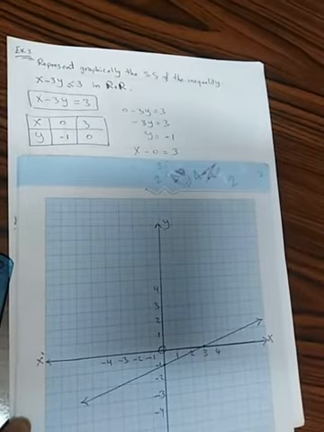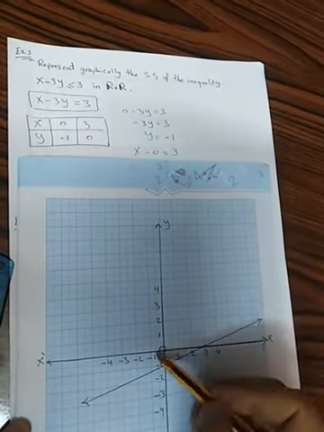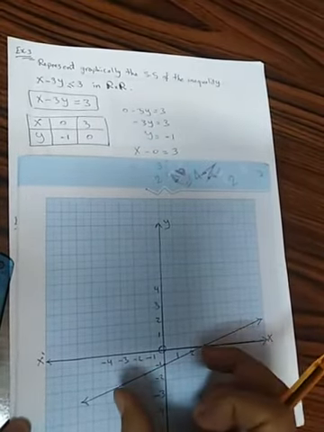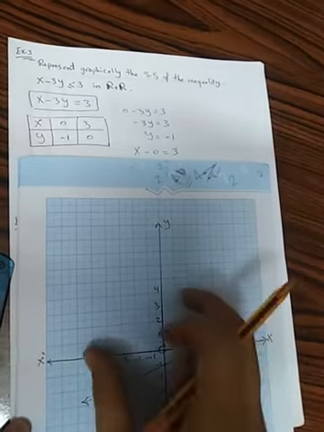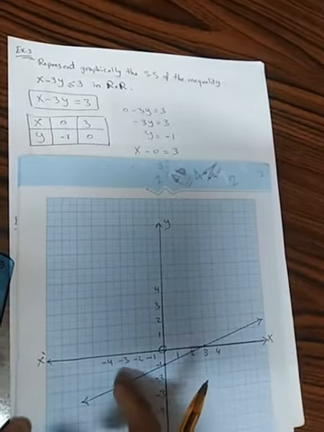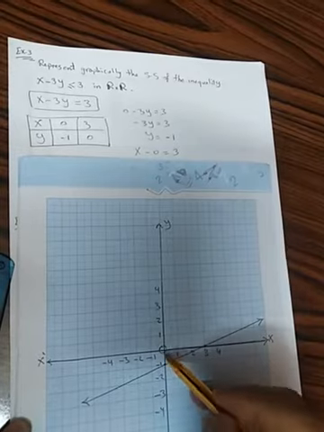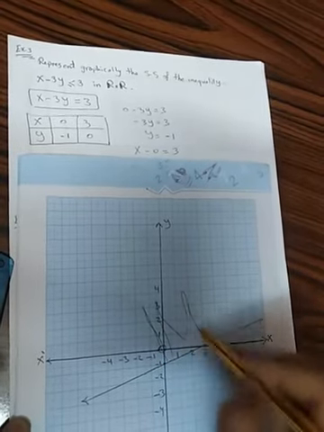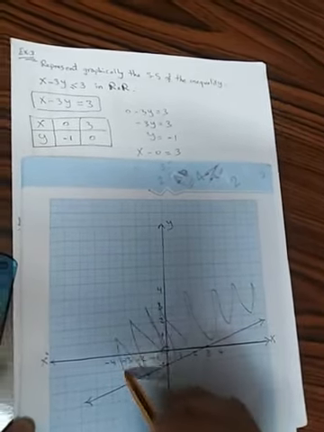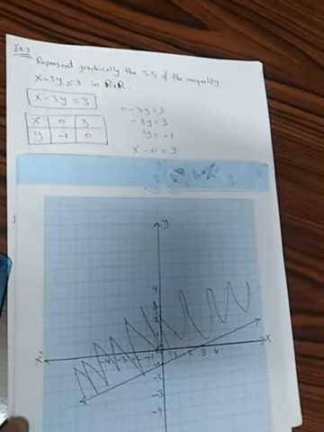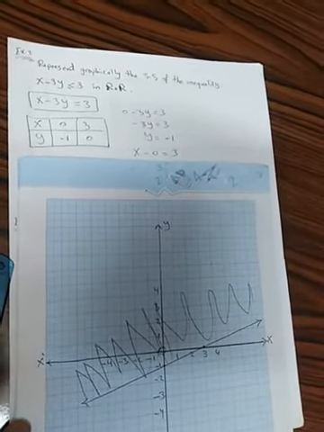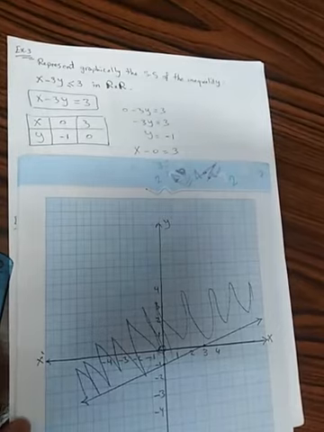Then the area will be in the direction of 0. Where is the direction of 0? Up or down of this straight line? Yes, it's up, because (0, 0) is here. Then this area is the solution set, or the solution graphically, as you see.